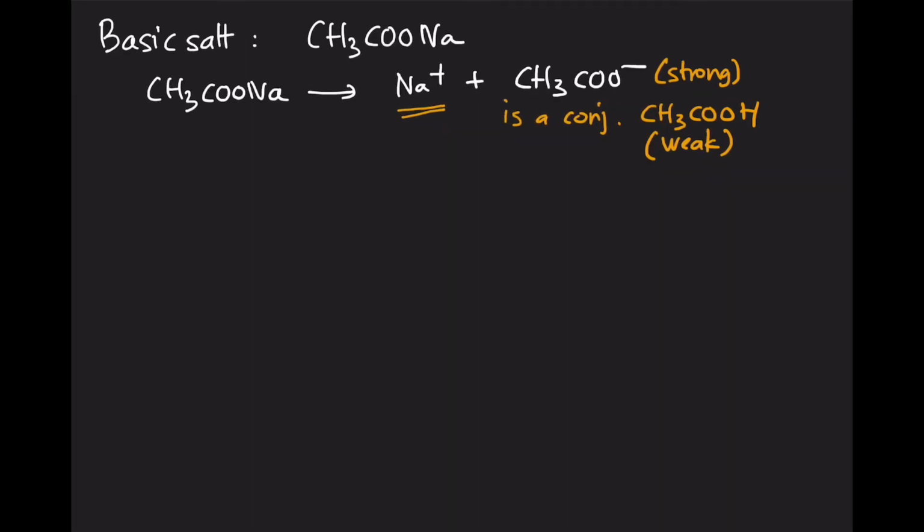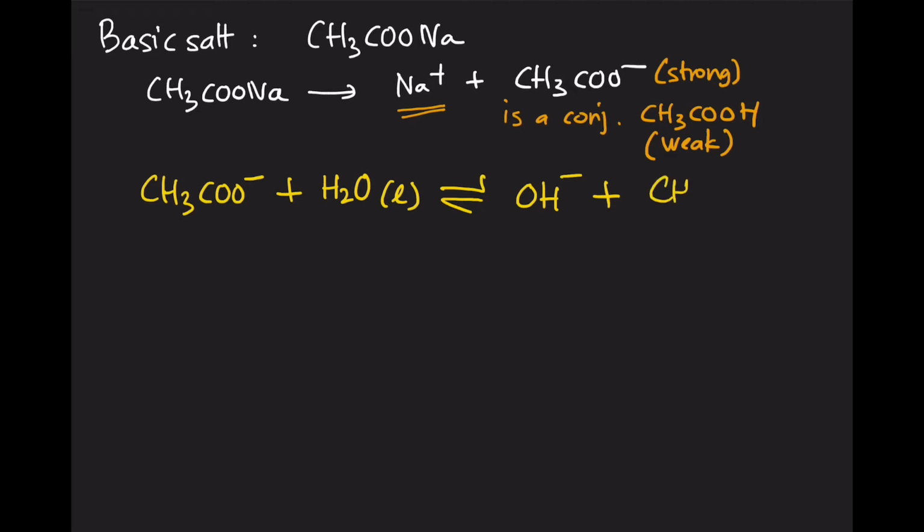Therefore, now we have to write down the equilibrium that shows the basic reaction based on CH3COO-. So CH3COO-, we have to add H2O liquid so that we can have a source of OH-. And then, because H2O will lose one of its protons, the proton will be accepted by CH3COO-, so now it will become CH3COOH.